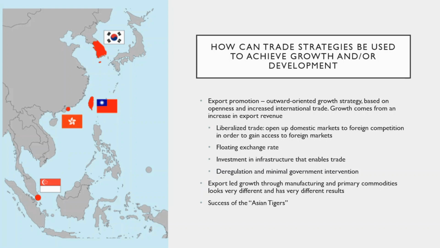Export-led growth through manufacturing and primary commodities look very different and have very different results. When we're talking about Japan and Taiwan and South Korea, those are technology export countries. But in the primary sector for agriculture, that is not always as good. And it's more in danger of, if there's a decrease in price of wheat or something like that, the whole economy collapsing. There's usually less diversification in the agricultural sector.